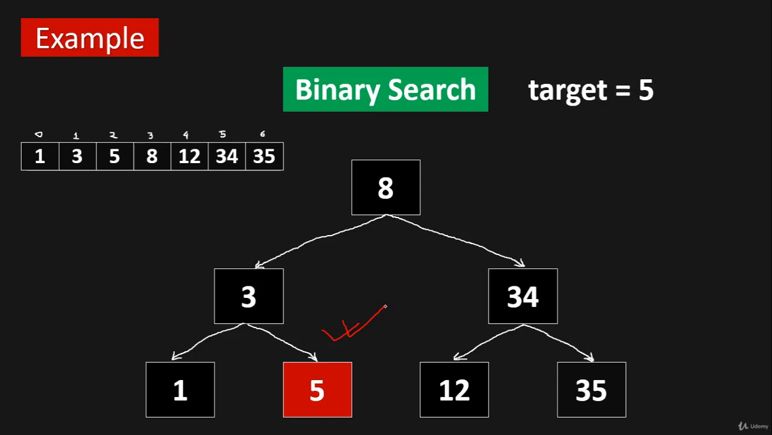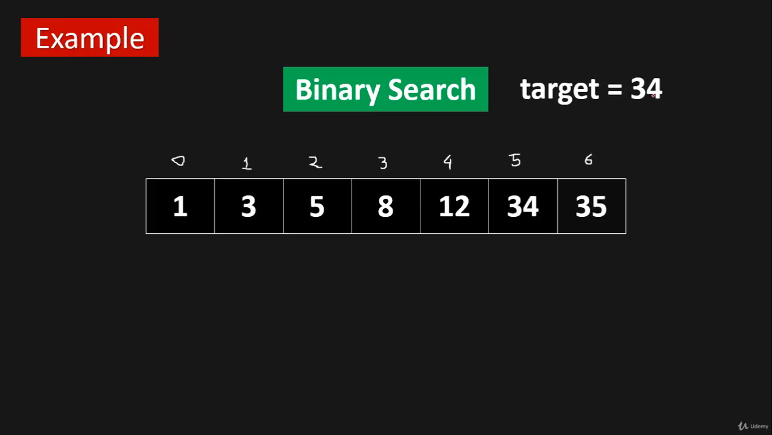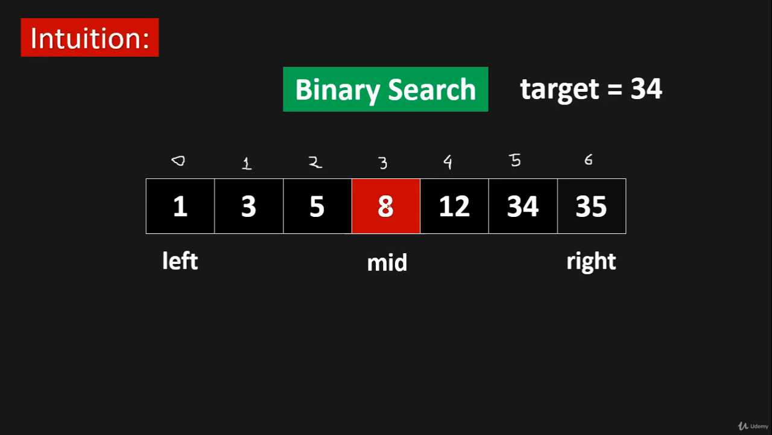Now let's see how we can find the index of our target element in an array. We're going to find out the index for target 34. First, we're going to declare two pointers, left and right. Left points to the first element and right points to the last element. Then we're going to find the middle, and this is our middle. How can we find the middle? We can find the middle by a simple formula: left plus right divided by 2. 0 plus 6 divided by 2 is 3. So this is our middle.